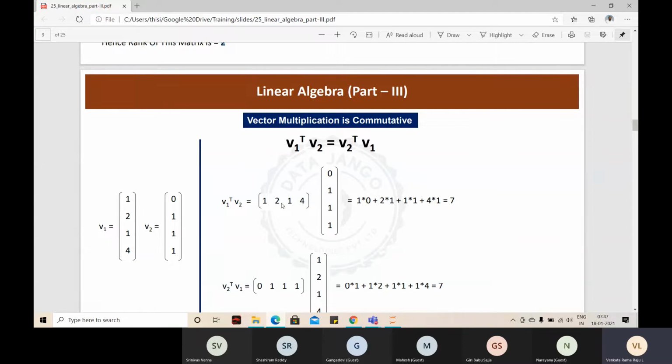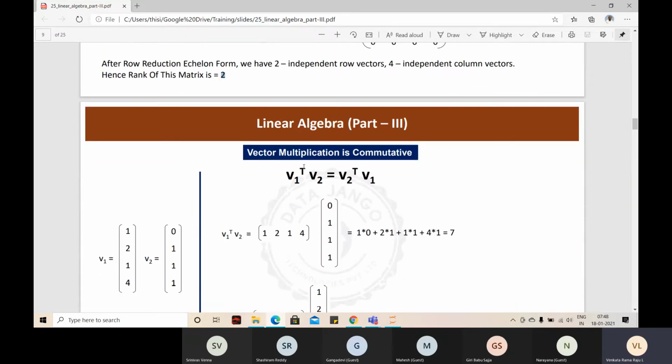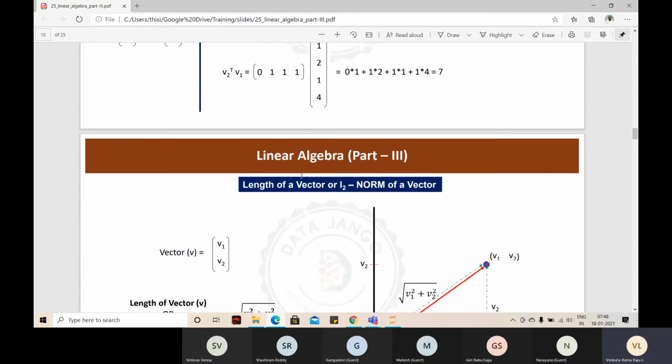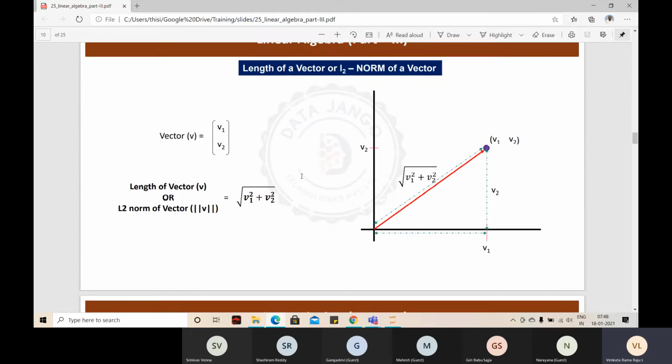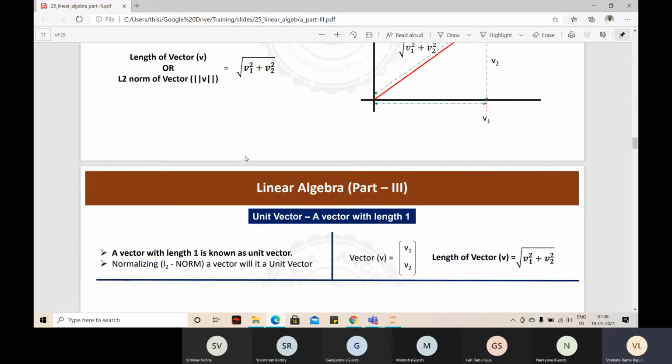It is matrix multiplication only. See this row multiplying this column, you get one number. So vector multiplication is commutative. And then we saw the norm of a vector or Pythagoras theorem, right? So a data point is called a vector when you try to calculate magnitude and direction of the data point. Right? So this is the length of a vector or norm of a vector, we call it L2 norm, right? We already used it.